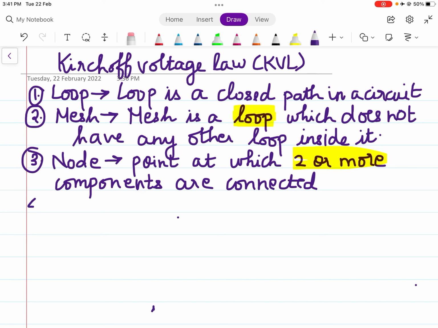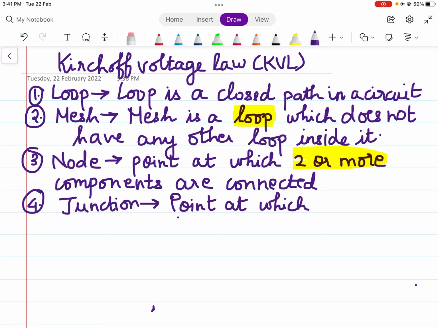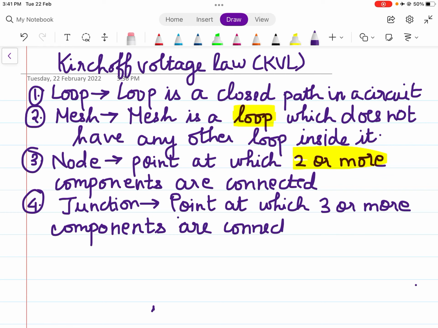And the fourth is junction. What is a junction? It is a point at which three or more components are connected. Three or more components are connected. So a point at which three or more components are connected is called a junction.